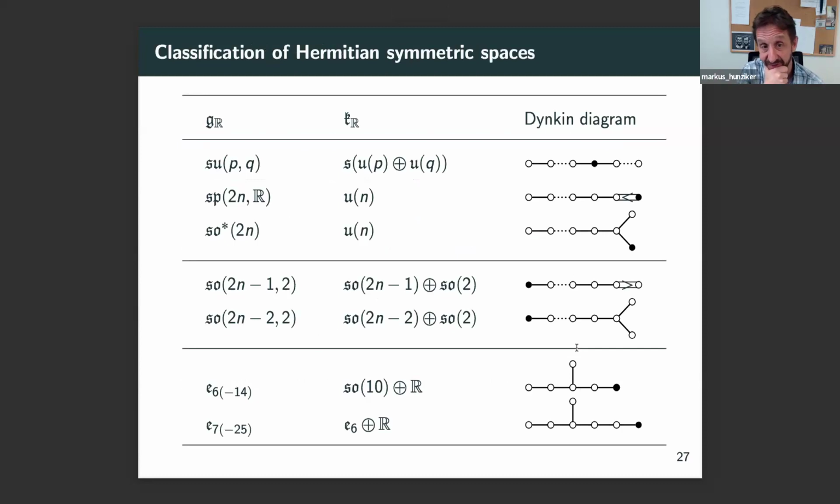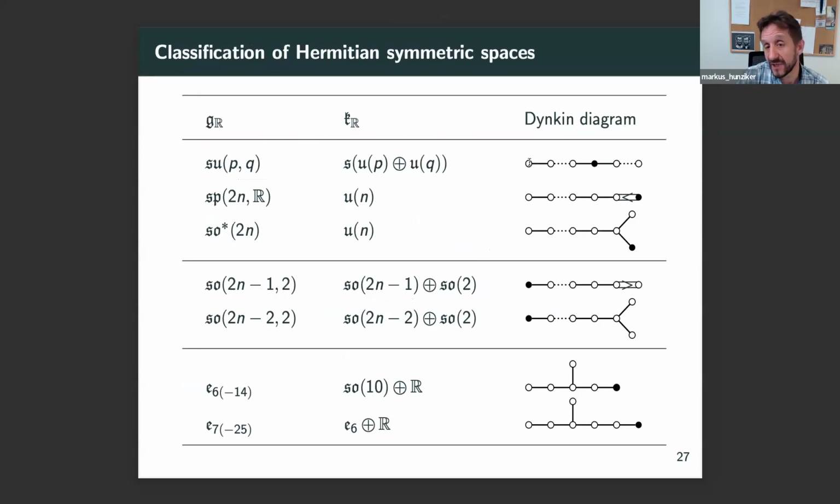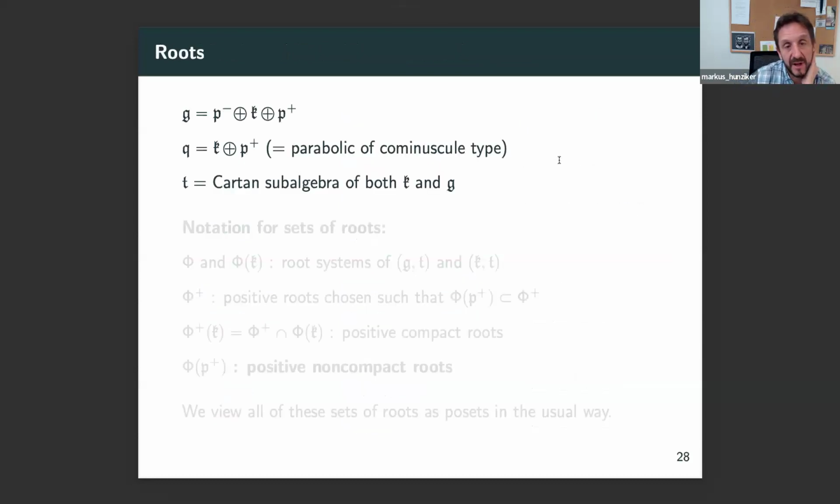Here's the classification of Hermitian symmetric spaces. You can give that in terms of what are called Vogan diagrams for these real Lie groups. You can also think of these, if you remember this parabolic subalgebra Q, which is K plus P plus. So you can view these diagrams where the white dots for these parabolic subalgebras are giving you the Dynkin diagram of the Levi factor, and the black dot is the thing you're omitting. So these parabolic subalgebras are all maximal subalgebras of co-minuscule type.